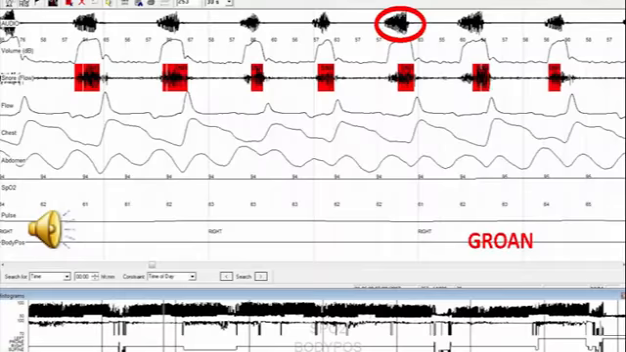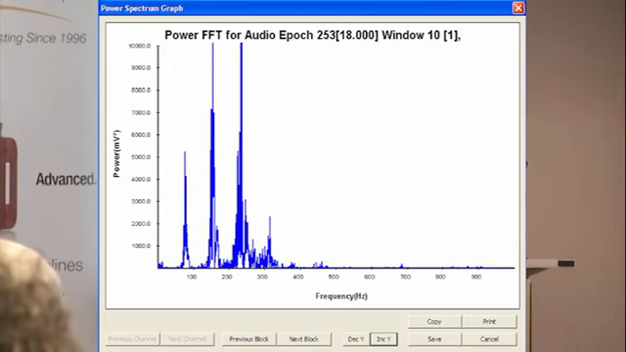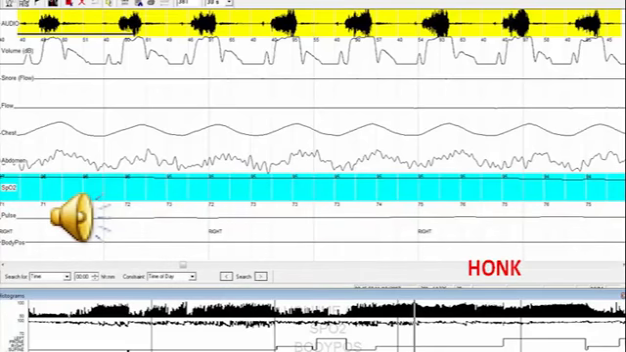Let's see if this is here. All right, this is frustrating. That's a groan. Certainly different from the other spectral analysis. Okay, here's a honk. You know what a honk sounds like? This is cool stuff. I'm sorry it's off. It's frustrating as hell. There's a honk.